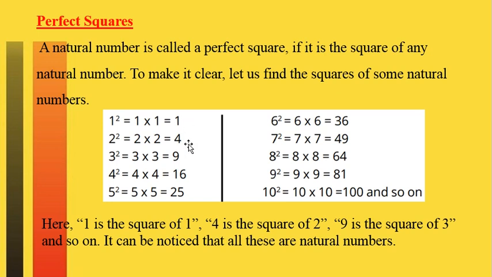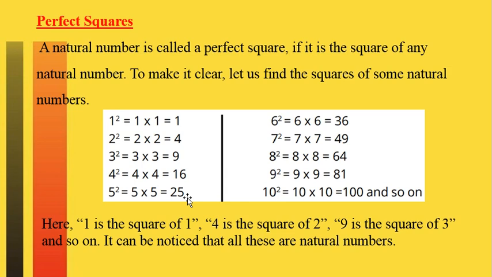For example, after the 1, what is coming? 2 and 3. So these two numbers are not perfect squares. Similarly, the numbers between 4 and 9 are 5, 6, 7 and 8. So they are also not perfect square numbers. And so on, we are approaching 10 square, that will be equal to 100. Okay, here 1 is the square of 1, 4 is the square of 2, 9 is the square of 3, and so on. So it can be noticed that all these are natural numbers, and these numbers are called the perfect square numbers.